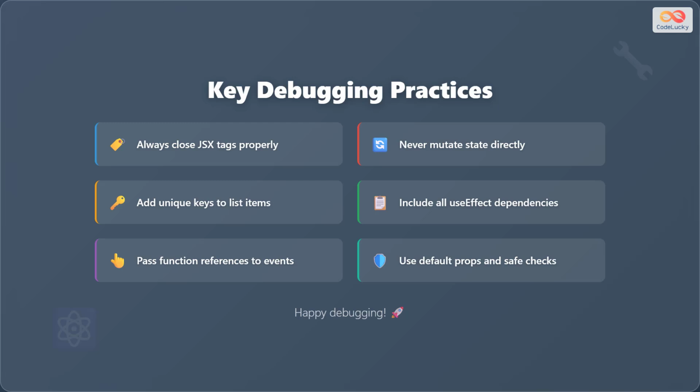Here are some key debugging practices to keep in mind when working with React. Always close JSX tags properly. Never mutate state directly. Instead, create new objects or arrays. Add unique keys to list items when rendering lists. Include all relevant variables in your useEffect dependency arrays. Pass function references to event handlers, rather than calling the function directly. Finally, use default props and safe checks like optional chaining to handle cases where props might be undefined. Happy debugging!